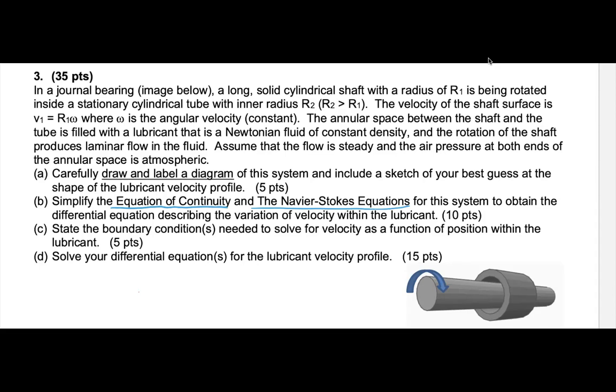Part A: carefully draw and label a diagram of the system and include a sketch of your best guess at the shape of the lubricant velocity profile. Part B: simplify the equation of continuity and the Navier-Stokes equations for the system to obtain a differential equation describing the variation of velocity within the lubricant. Part C: state the boundary conditions needed to solve for the velocity as a function of position within the lubricant. And part D: solve your differential equations for the lubricant velocity profile.